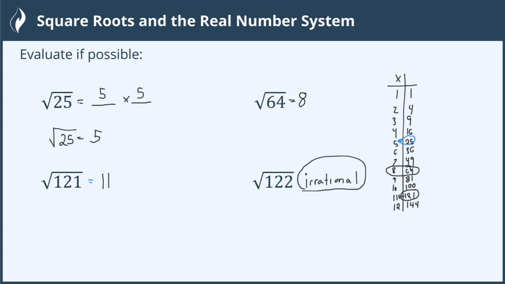A calculator could be used to find the decimal approximation. It would be a large, long, irrational number.